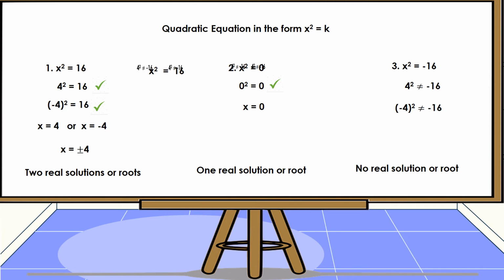Look at example number 3. x squared is equal to negative 16. Let's get the square root of each. And let's try 4 squared. Will it give negative 16? 4 squared is positive 16. So it's not equal to negative 16, and it will not give us negative 16. Also, negative 4 squared will not give us negative 16 because negative 4 times negative 4 is positive 16. So how are we going to describe the solution or the root in number 3? So there are no real solutions or roots.